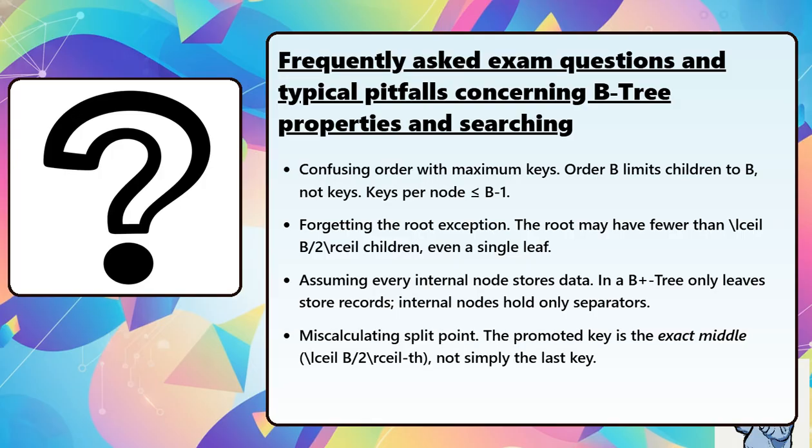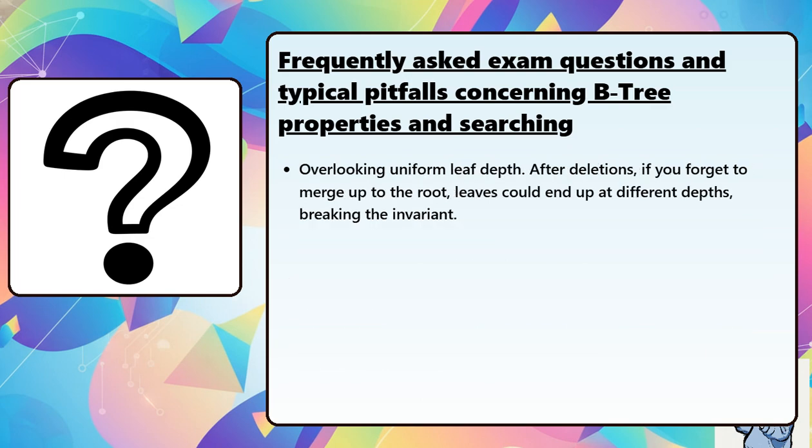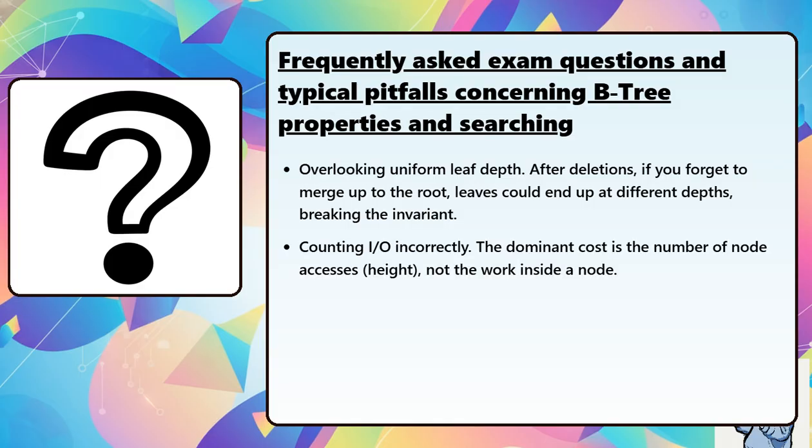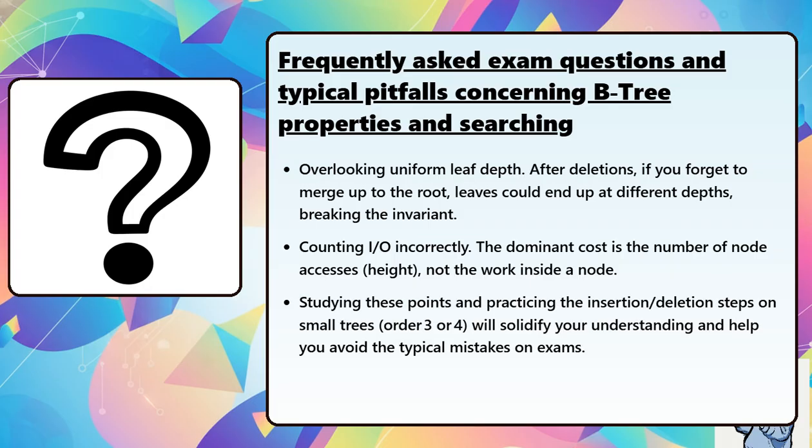Miscalculating split point. The promoted key is the exact middle, the ceiling of B over 2th key, not simply the last key. Overlooking uniform leaf depth. After deletions, if you forget to merge up to the root, leaves could end up at different depths, breaking the invariant. Counting I/O incorrectly. The dominant cost is the number of node accesses, which is the height, not the work inside a node. Studying these points and practicing the insertion-deletion steps on small trees of order 3 or 4 will solidify your understanding and help you avoid the typical mistakes on exams.